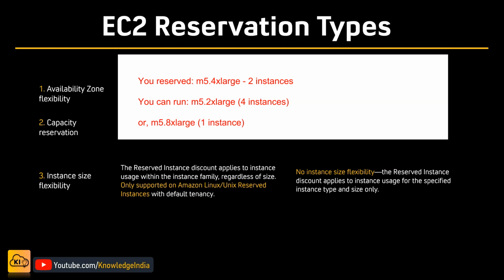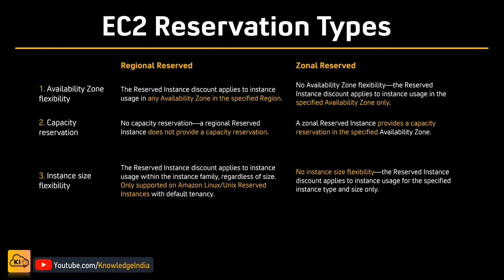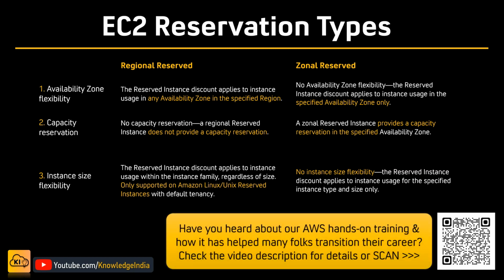Or I can go ahead and run M5 8x large, 1 instance, and still I'll get the benefit. The idea is, as long as I'm in the same family, my instance can be big or small, and the applicable discount will get applied. But this works only when your instance is, let's say, Amazon Linux, or basically those Linux offerings which do not have an operating system cost or operating system license involved, right?